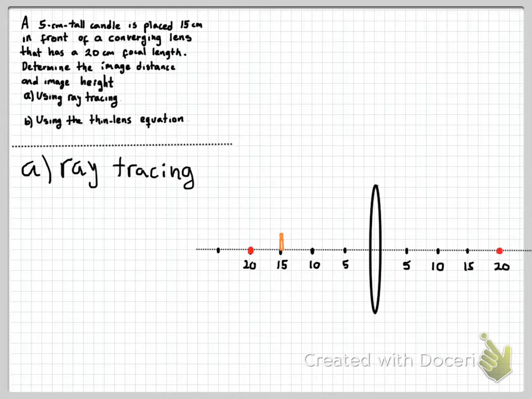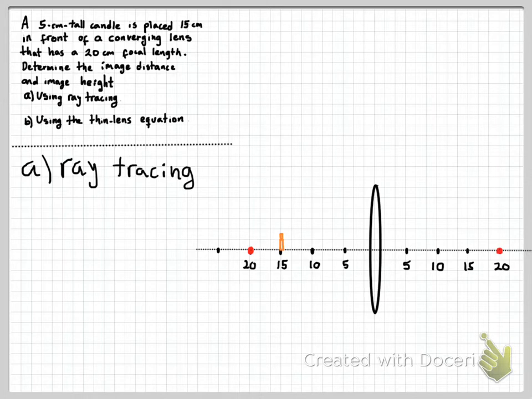So notice that also the focal points have been indicated here. The focal points of the lens. A lens has always 2 focal points, one on each side. So each one a distance 20 centimeters from the lens. One on the left, one on the right.